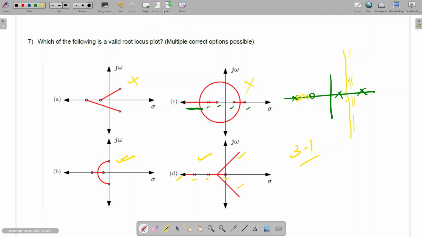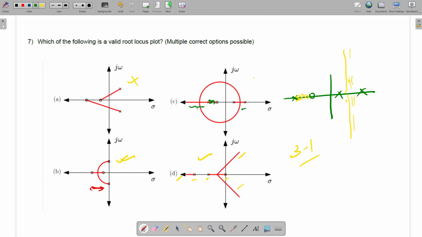Sir, explain about this C option, sir. See, here if you see on the real axis, on the right hand side, here one pole is there, one pole is there, one zero is there, one pole is there. If here two poles were there, then it would be correct, I think. But here only one pole is there. Here one breakaway point will be there, and it will start from the pole and end at the zero.